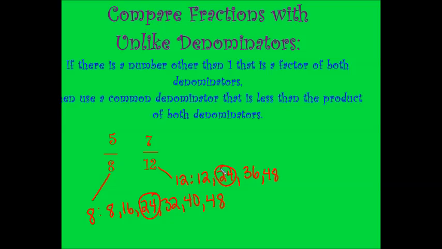I'll take my first fraction, 5/8, and rewrite it. Again, I will extend my line and try to get 24ths as my new denominator. To get from 8 to 24, you multiply 8 times 3. Whatever you do to the bottom, you do to the top. So 5 times 3 is 15.